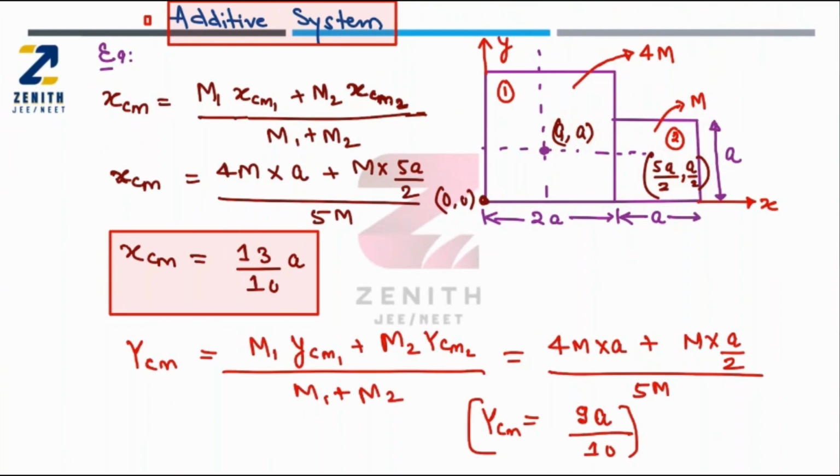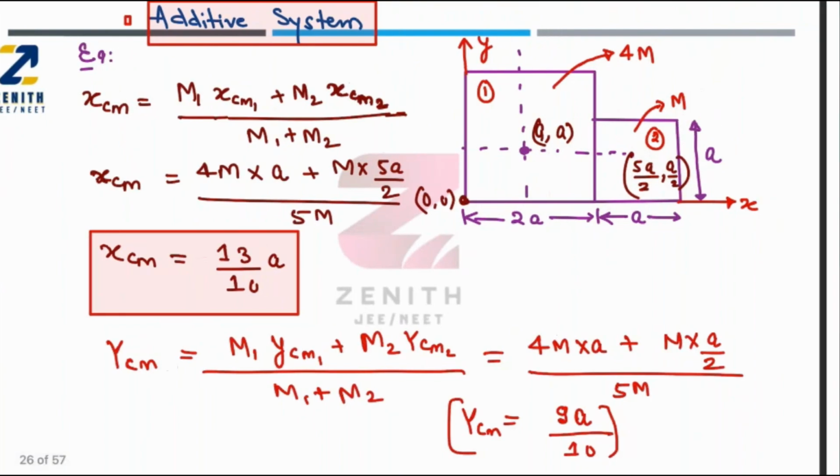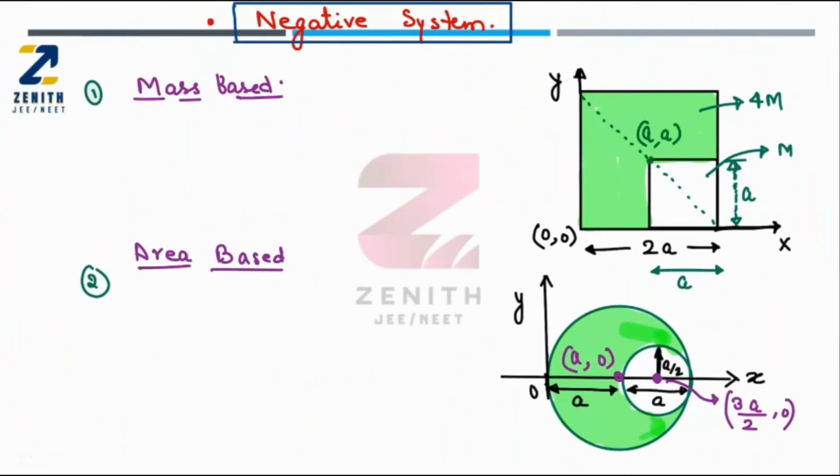Fine. Now the next one will be using the negative system. That means for a negative system, how to calculate. Based on the mass concept, let us suppose this is a square cross section, whose side is 2a. Now if I am taking a small portion, which is this one, having a side a, that means you have to calculate the center of mass of this shaded portion.